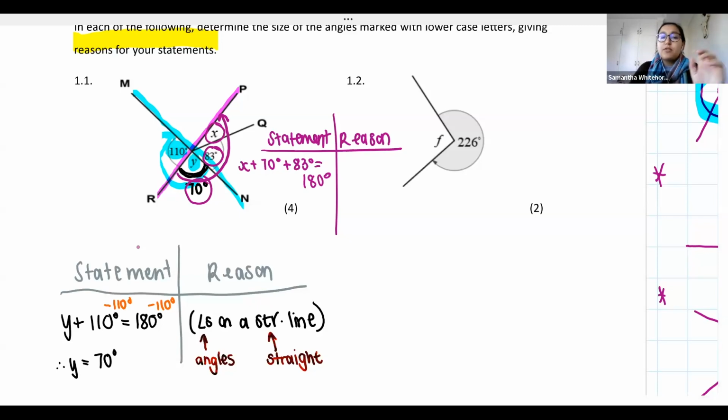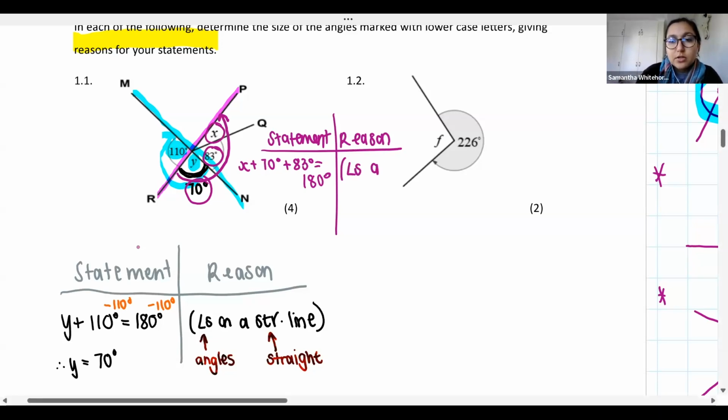Now, guys, there's lots of different ways that you can do this, and it's really up to you, but remember the goal is to get x alone. Before I start solving for x, remember I have to give a reason, and once again, I've used the fact that I have angles on a straight line.